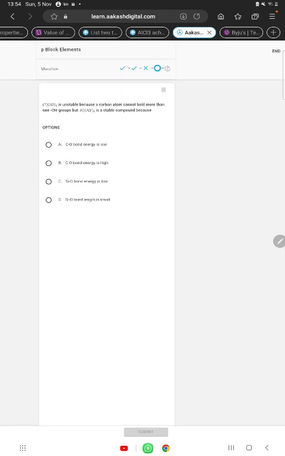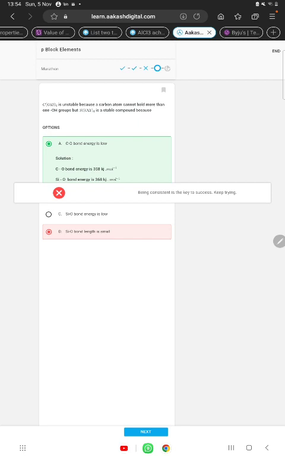C(OH)4 is unstable because a carbon atom cannot hold more than one OH group. Si(OH)4 is a stable compound because C-O bond energy is high, Si-O bond energy is low, and the Si-O bond length is small. C-O bond energy is low, student.